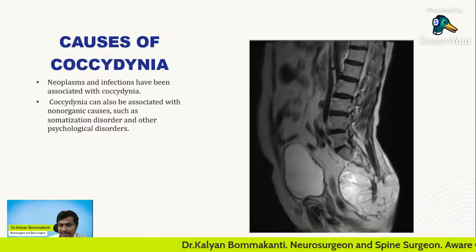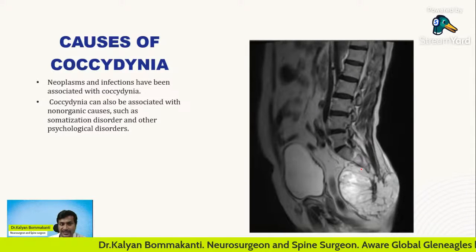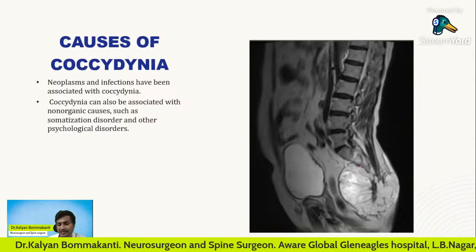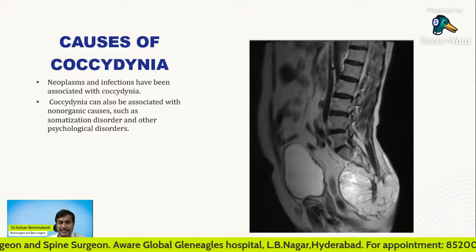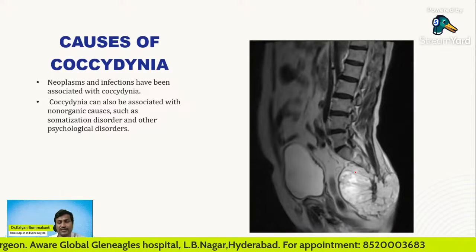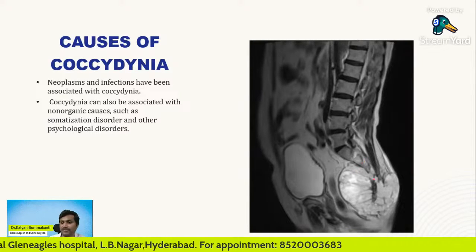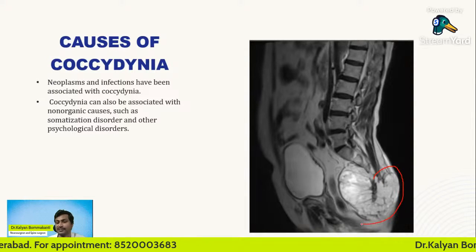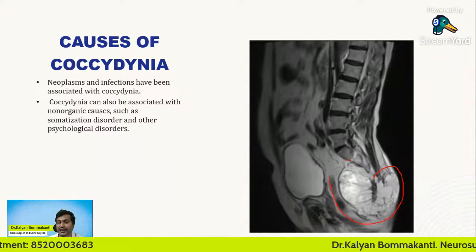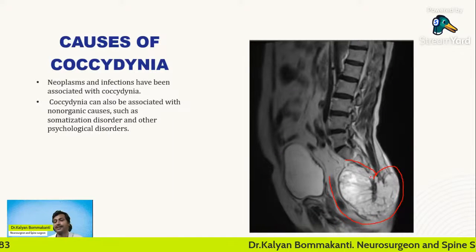Rare causes include neoplasms and infections, and in very rare cases, non-organic causes such as somatization and other psychological disorders should also be ruled out. Always rule out an infection or neoplasm as a cause of coccydynia. This patient has a chordoma of the coccyx, which is a neoplasm of the coccyx.